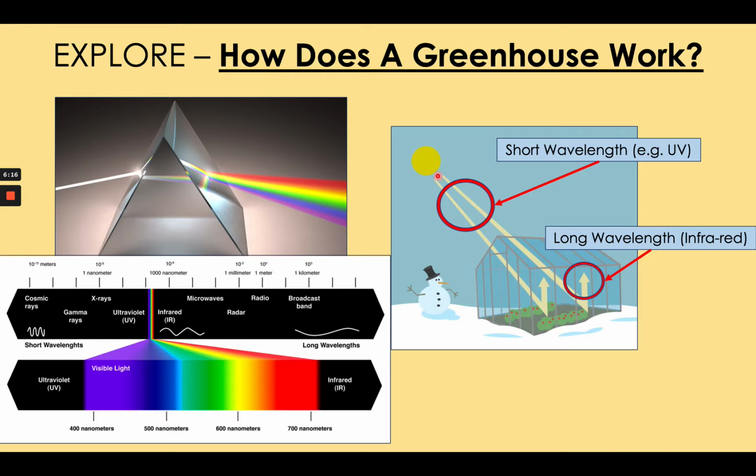So, big idea. Short wavelength light passes through the greenhouse. Long wavelength light is trapped. The short wavelength light is called ultraviolet, and the long wavelength light infrared. The Earth's atmosphere behaves very similarly to a greenhouse. Let me show you.